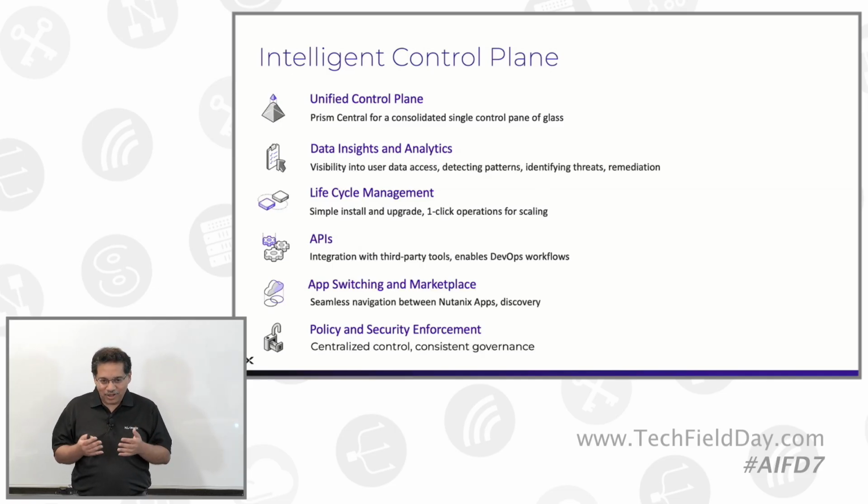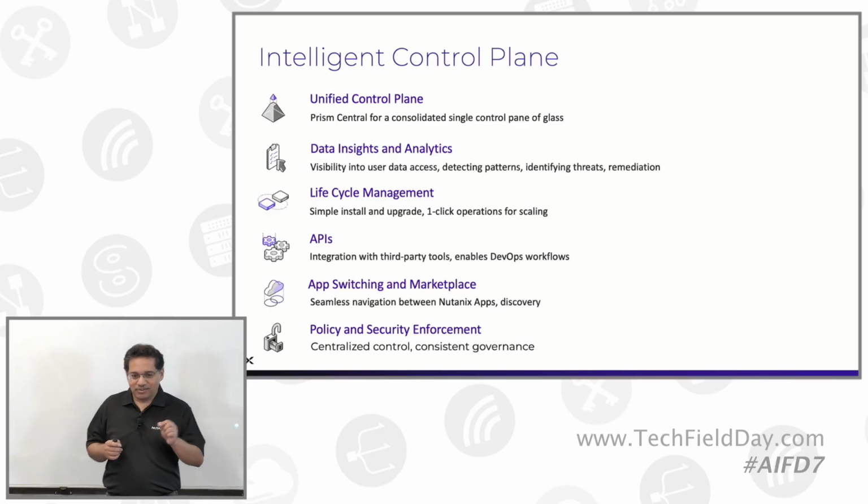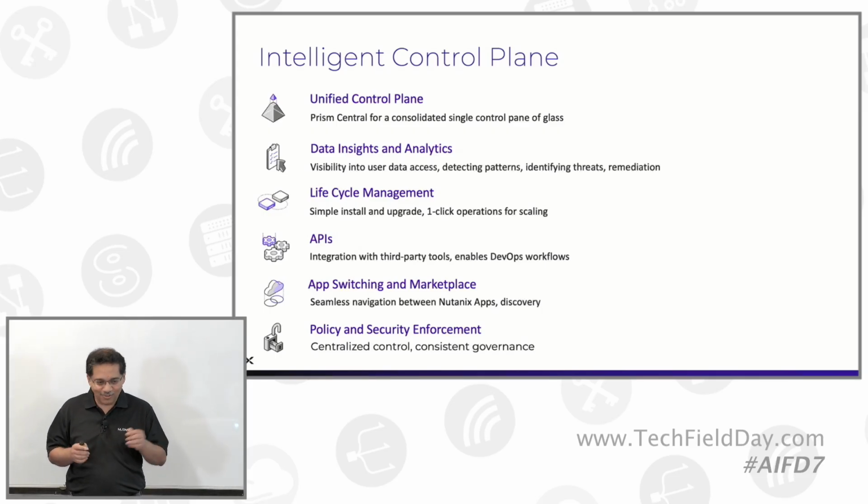We support open APIs. Obviously, we want to be part of the ecosystem for automation and integration with third-party tools and DevOps workflows. We have a marketplace on our Prism Central and Nutanix Central. Think of it as an app store for your platform. It allows you to switch between apps and gives you visibility into all the apps that we support.